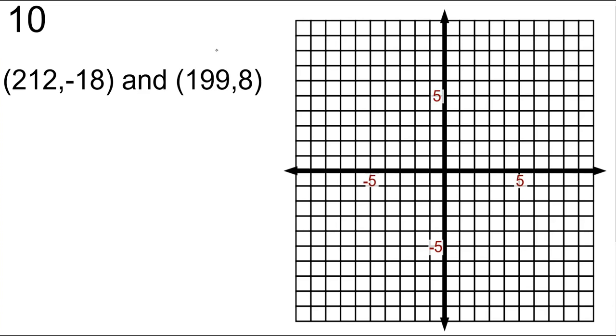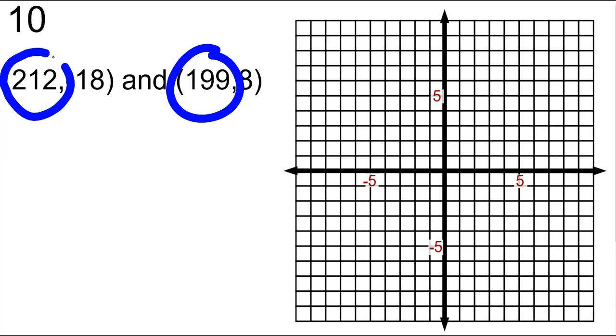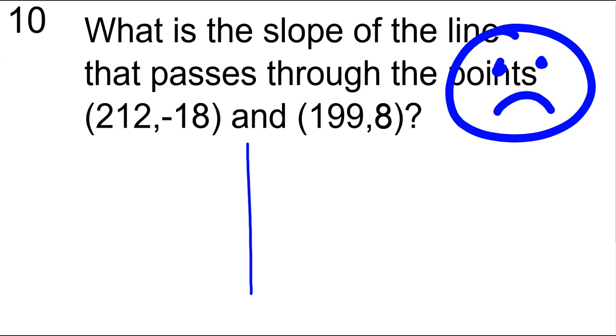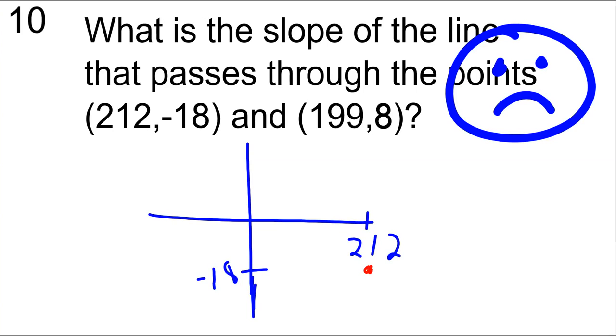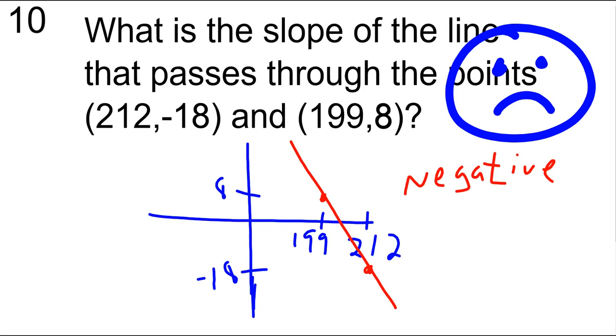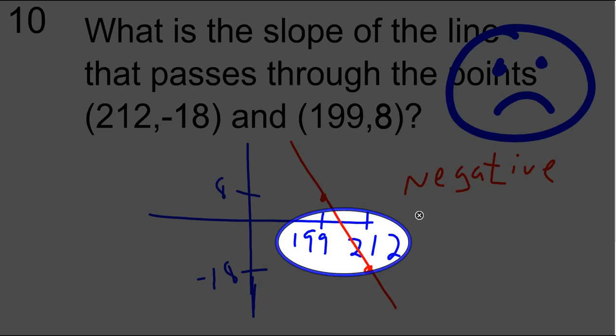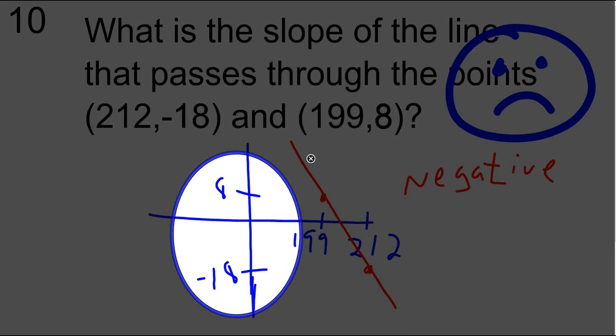Number 10 and last problem of the day, which always makes me really sad because I'm going to miss every one. We should know that the coordinates 199 and 212 are not going to fit on a standard grid. So let's draw a quick sketch. Let's say 212 is there and -18 is here. That gives us this point, and 199 is here, 8 is here. That gives us this point. We know that the slope is negative, but that's all this quick sketch gives us because of the scale of the x-axis versus the y-axis.